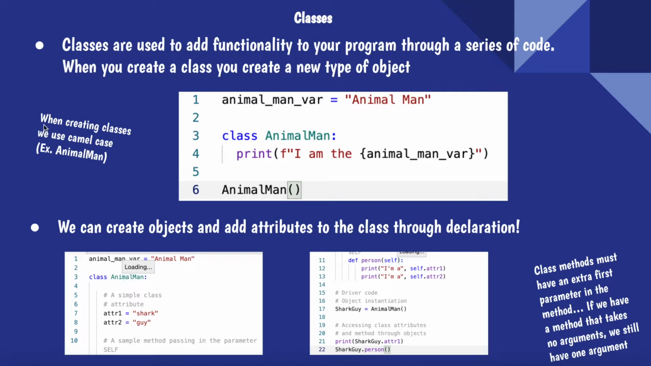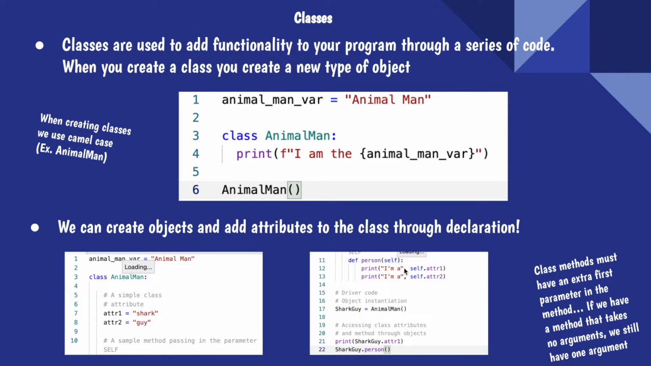But you can see that we use CamelCase mostly when we're writing a variable or creating a class, but you don't have to. We can create objects and add attributes to the class through declaration. As you can see in my images, we can create several objects. Here, attribute 1 is shark and attribute 2 is guy, a simple class attribute. And I can call that.